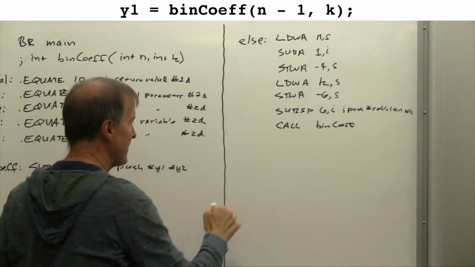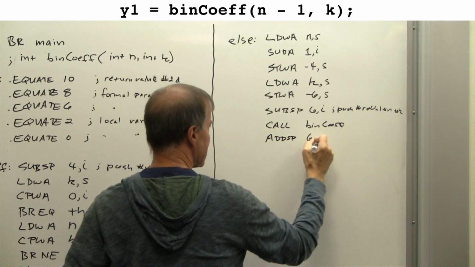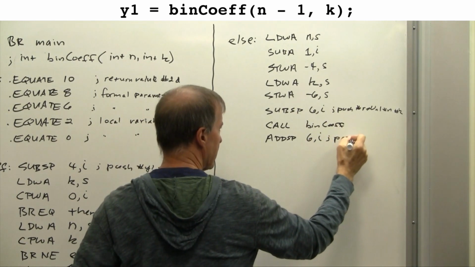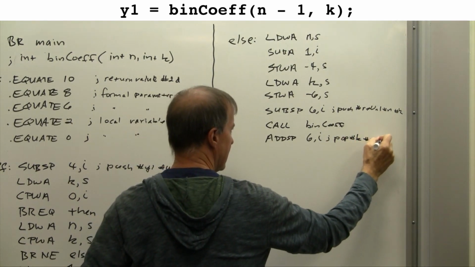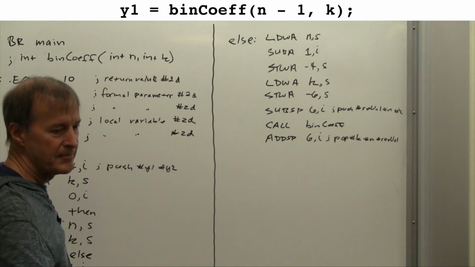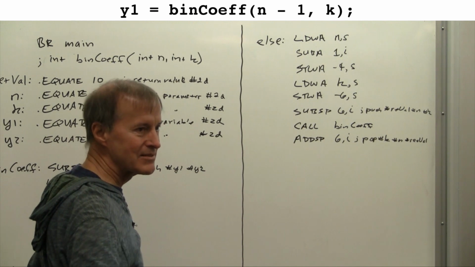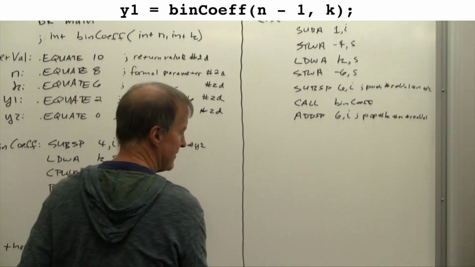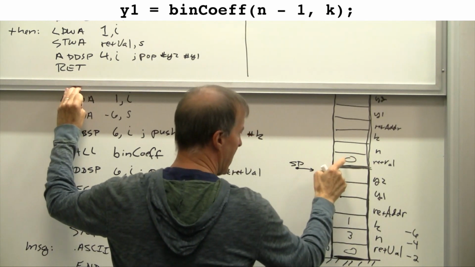Add SP. We did sub SP here, so we do add SP 6, addressing immediate, and what are we doing here? Pop hashtag K, N, N, ret val. Okay? And now that we've done that, what does it say? It says Y1 gets. So how does Y1 get that? When it comes back, this will be here, and it says Y1 gets this.